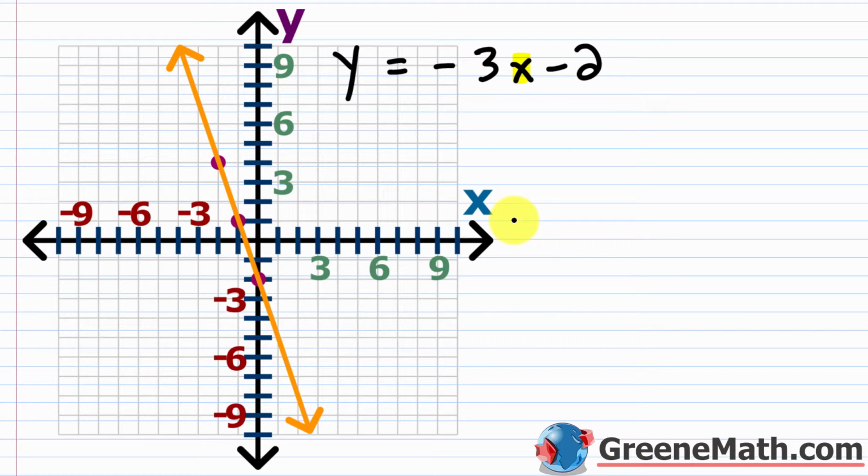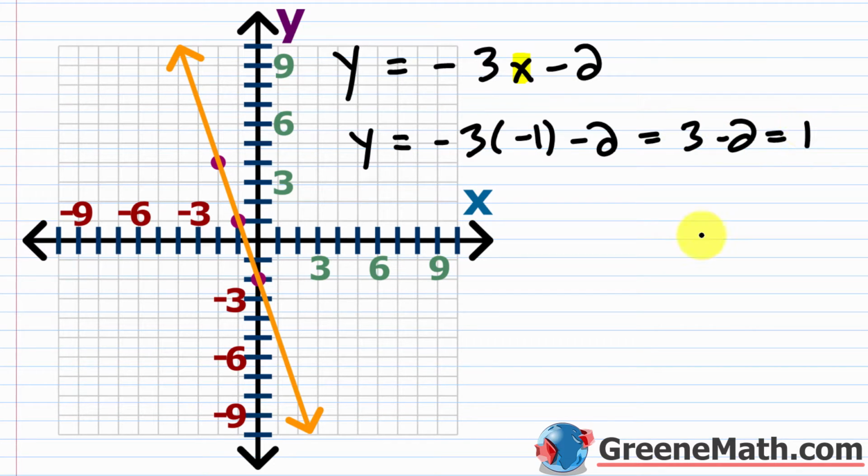And you can try a few values out. So let's say we tried an x value of, let's say -1, just to use something that's negative. Well, y would be equal to -3 times -1, then minus 2. So -3 times -1 is 3. So this would be 3 minus 2, which would be 1. So if x is -1, y is 1. So that's going to be this point right here. That's on the graph.